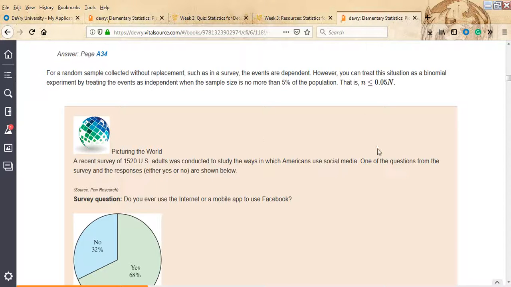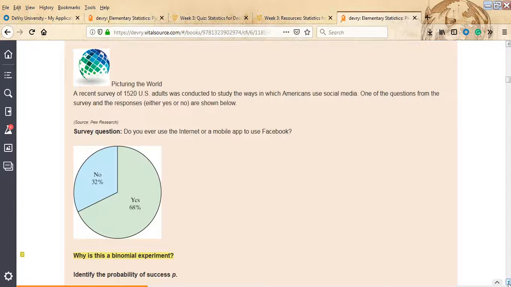No, that's not what I wanted to see. It's kind of the same thing as the theory of large numbers, what I was getting ready to read. So really, they just provide this information for you. A recent survey of 1,520 adults was conducted to study the way in which Americans use social media. One of the questions from the survey and the responses, yes or no, are shown below. Do you ever use the internet or mobile app to use Facebook? Of these 1,520 adults, 68% said yes, they do. 32% said no, they don't.